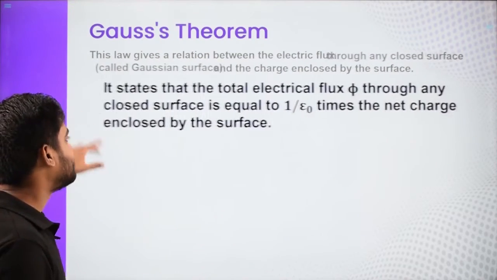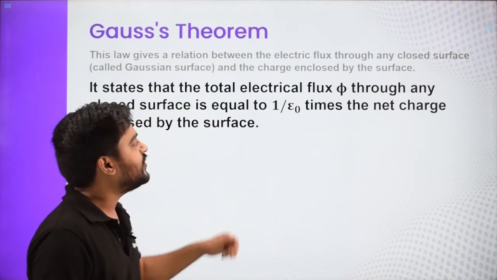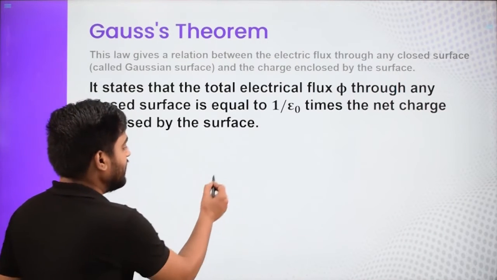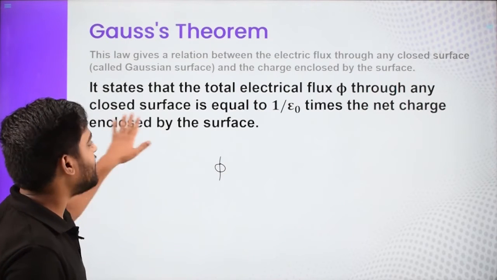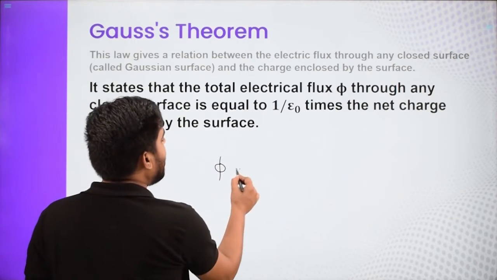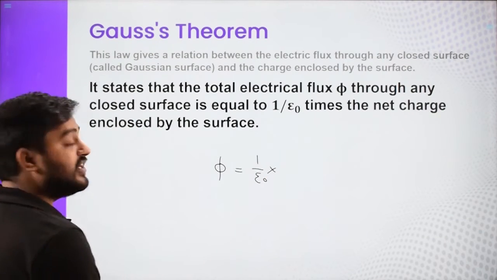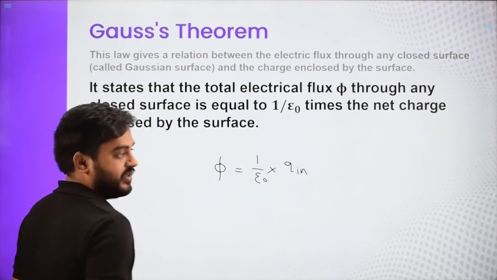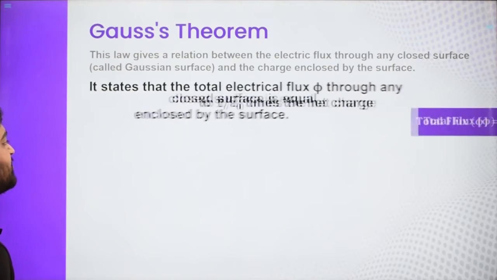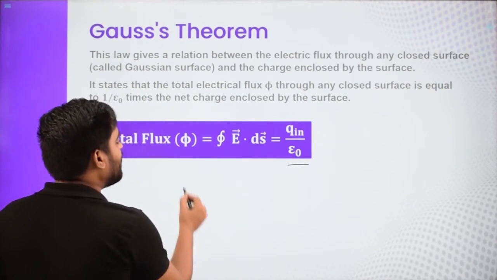Now let us understand the statement of Gauss's theorem. This states that the total electric flux phi through any closed surface is equal to 1 by epsilon naught times the net charge enclosed by the surface. The net charge inside the closed surface, I am saying Q in. The mathematical expression is: the total flux phi is equal to Q in by epsilon naught.